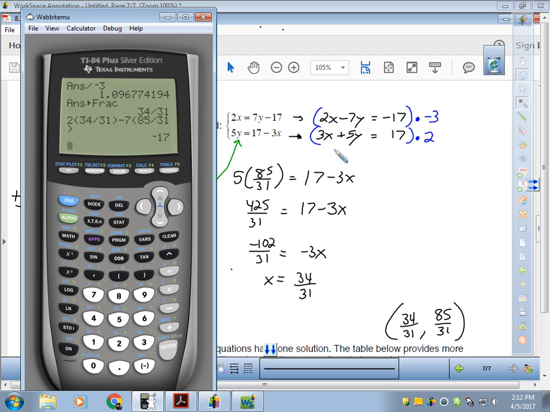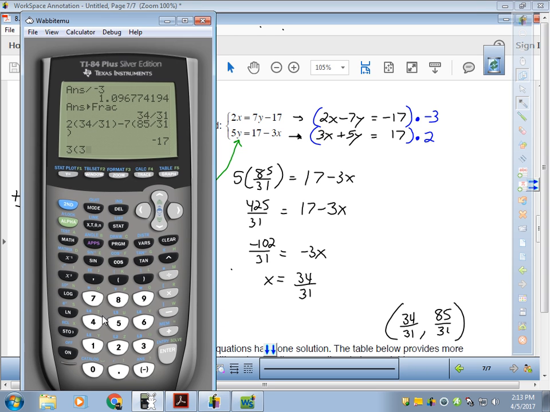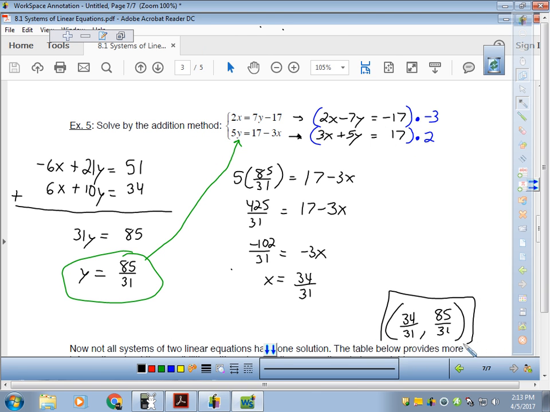For our second equation, 3 times 34 over 31 plus 5 times 85 over 31. That equals positive 17, which is what it's supposed to equal. So again, because it worked in both equations, we can feel pretty good that that is our solution to the system. Okay, so that is elimination.